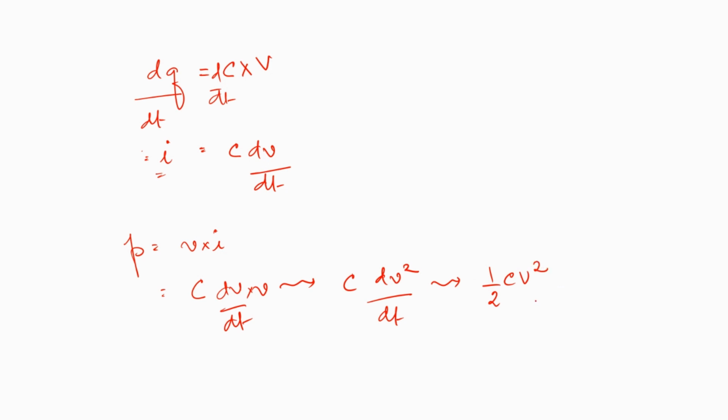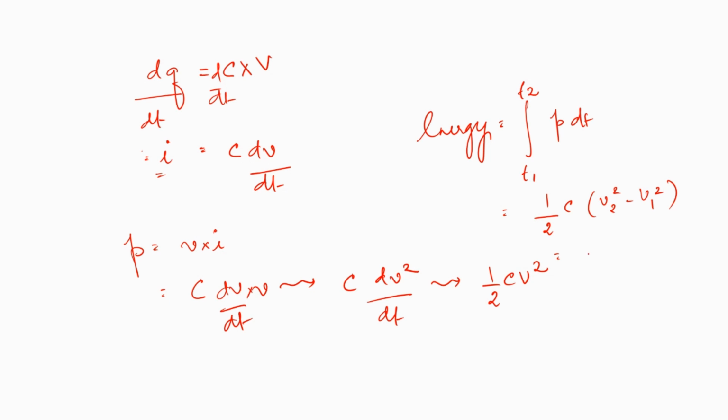Now, if I want to find the energy that the capacitor can store, I'll have to do that over a period of time. So integration of P dt over T1 to T2. So I can say that this will be given as half into C, V2 square minus V1 square, which is nothing but half C. I can call the difference as some capital V, the whole square. So this is the energy stored in a capacitor.